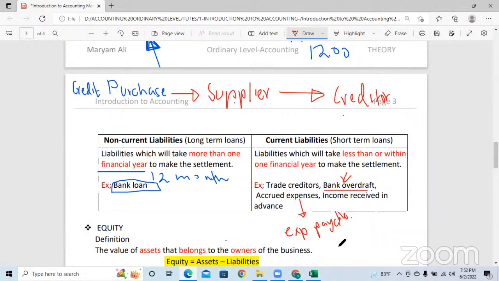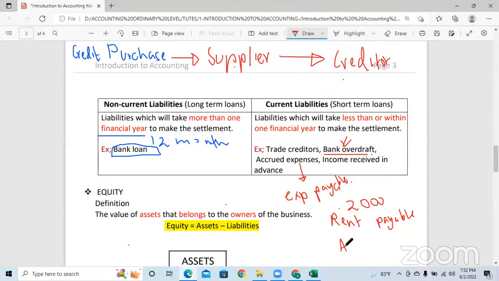What do you call that? Let's say 2,000 rent, you haven't paid yet. We call it rent payable. Or we say another term, accrued rent. What does this mean? Guys, this means you haven't paid yet. You have already used the building and still you didn't pay.